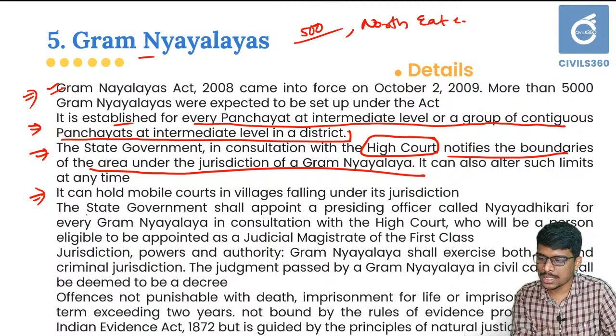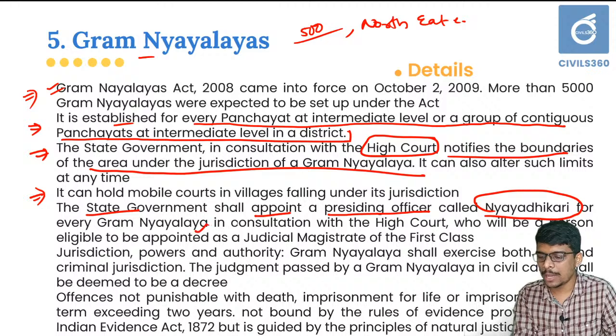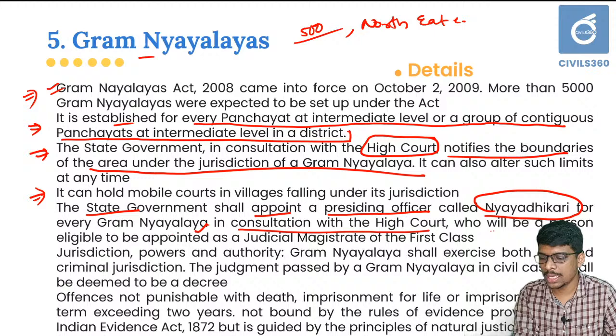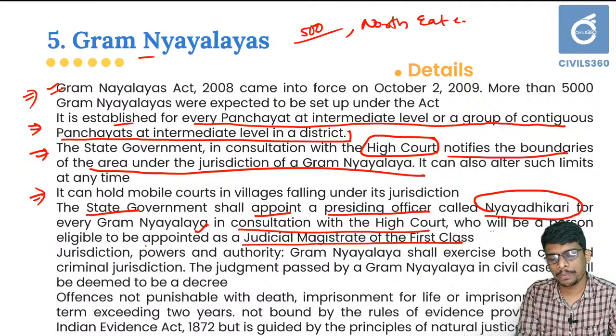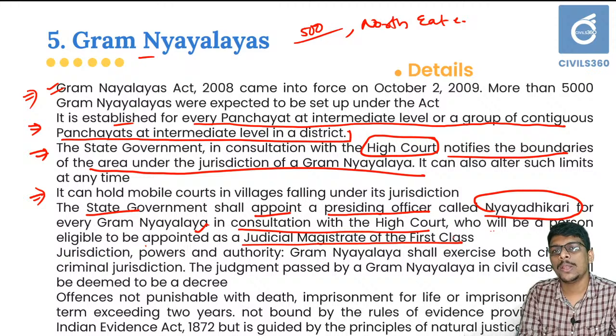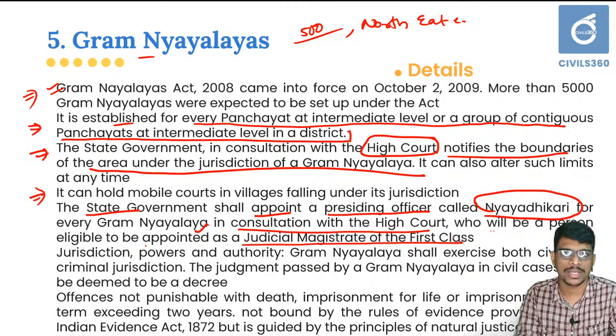And next one is, the state government appoints a presiding officer called Nyayadhikari for every Gram Nyayalaya in consultation with the High Court, who will be a person eligible to be appointed as a judicial magistrate of first class. That is, the person presiding over the Gram Nyayalaya will be known as Nyayadhikari, appointed by the government in consultation with the High Court.